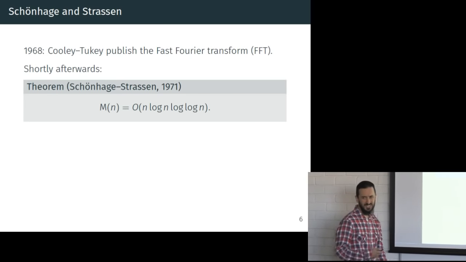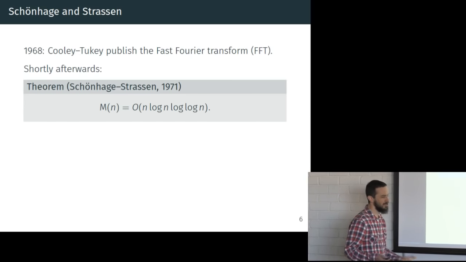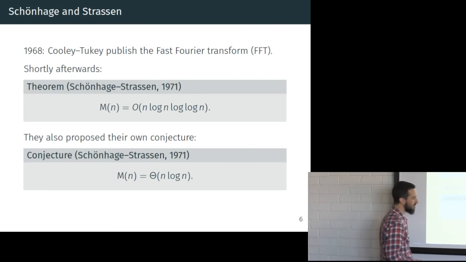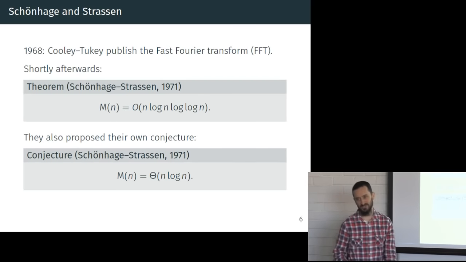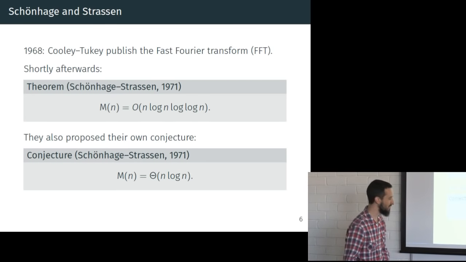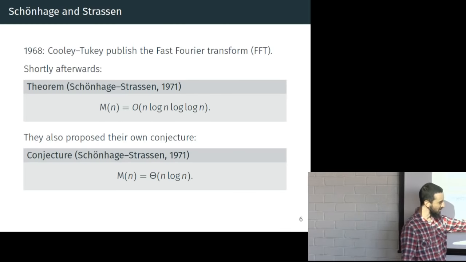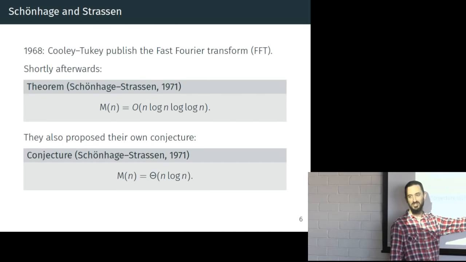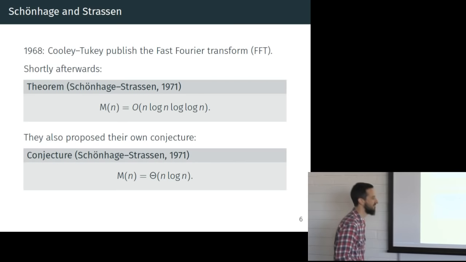But they felt that the log log n factor was a bit artificial, shouldn't really be there. And they thought that the right answer should be n log n. This was their conjecture. This paper is in German. My German is not fantastic, but I'm pretty sure that what they were saying was that there should be an n log n algorithm, and that is the best you could possibly do. Right? That was their conjecture.